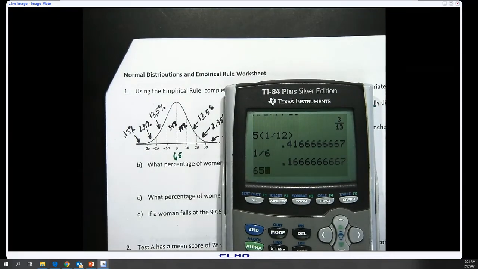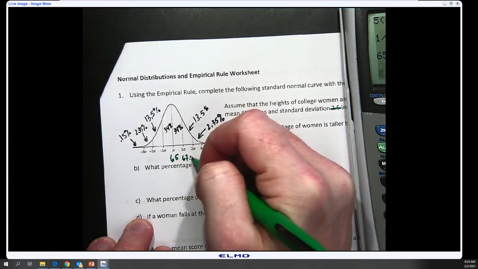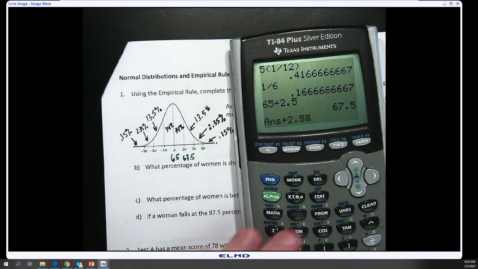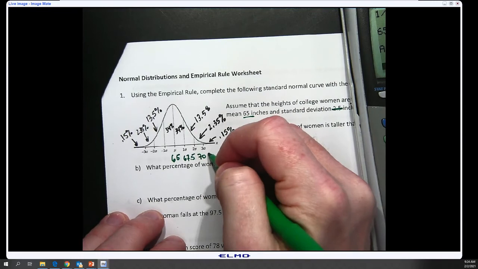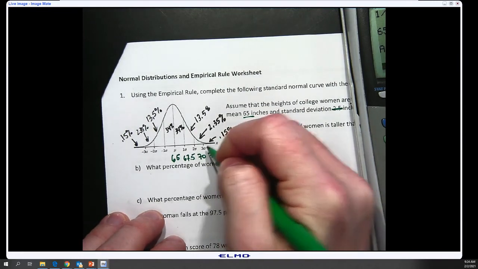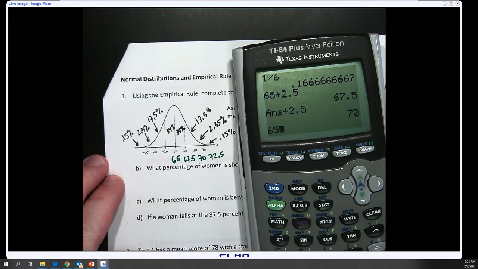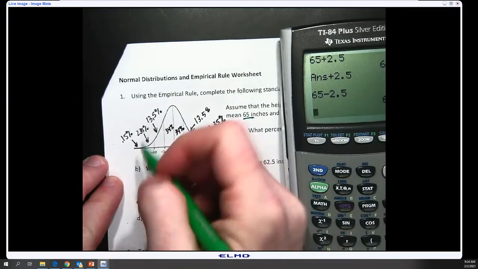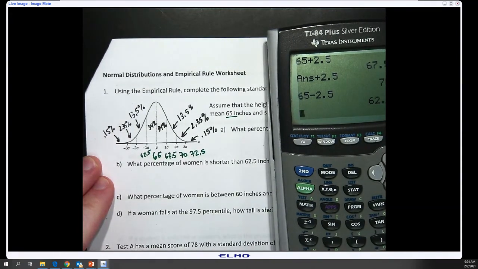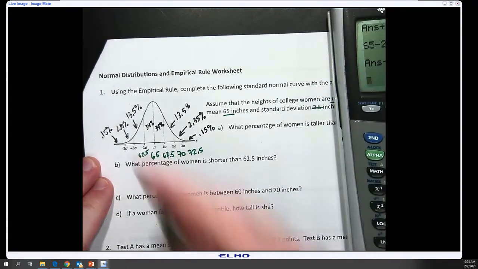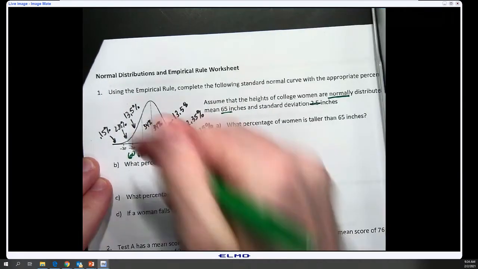Calculate with Dora. So 65 plus 2.5 would be 67.5. Do that again, plus 2.5 would be 70. Maybe you don't even need Dora. And then you do it again, that'd be 72.5. And then going the other direction, and I really wish I could write smaller, we're just going to do 65 minus 2.5, which is 62.5. Minus 2.5 again, 60, and then minus 2.5 again, 57.5.